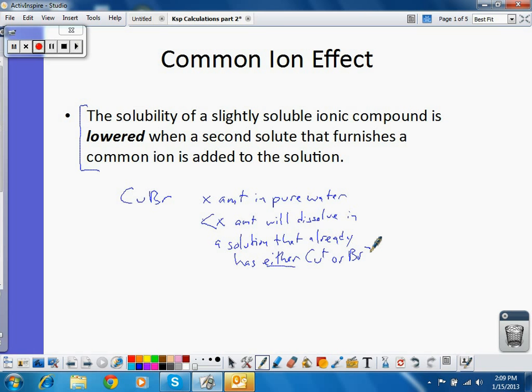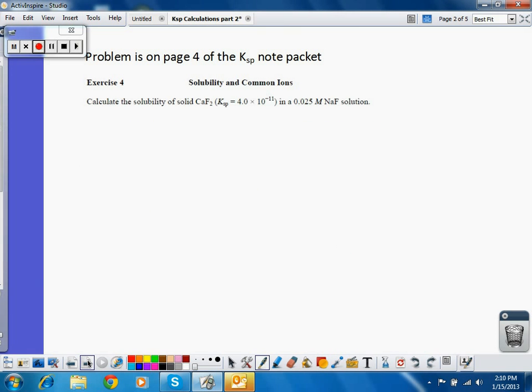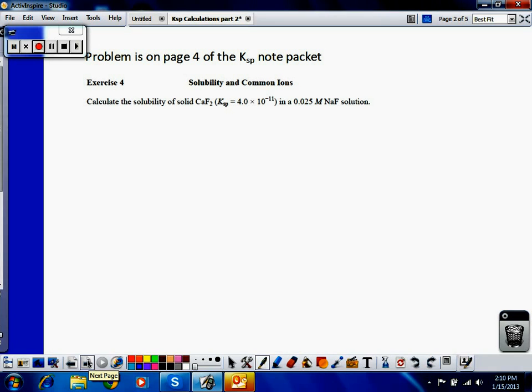So I can make a solution from pure water, or I can make a solution from something that's already a solution. And this happens again when you look at water quality and water quality testing, and we're looking at concentration of ions that occur in very small amounts. So what does this look like? Okay, this question: calculate the solubility of CaF2, calcium fluoride, in a 0.025 molar sodium fluoride solution.